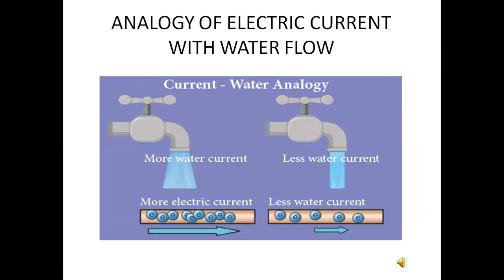Analogy of electric current with water flow. The pipe is like the wire in the electric circuit, and the pump is like the battery. The pressure generated by the pump drives water through the pipe. The pressure is like the voltage generated by the battery, which drives electrons through the electric circuit.